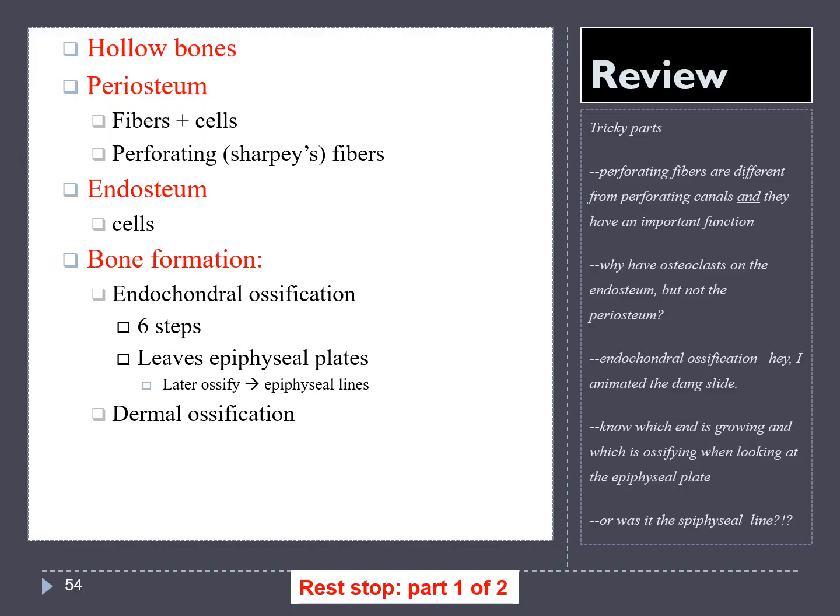So, that sums up hollow bones and compact bone tissue. We talked about the difference between the periosteum and the endosteum, and I talked about the steps of endochondral ossification. Those are going to continue to be important. Dermal ossification, or intramembranous ossification, is pretty much the same thing, only with a different type of model to begin with.